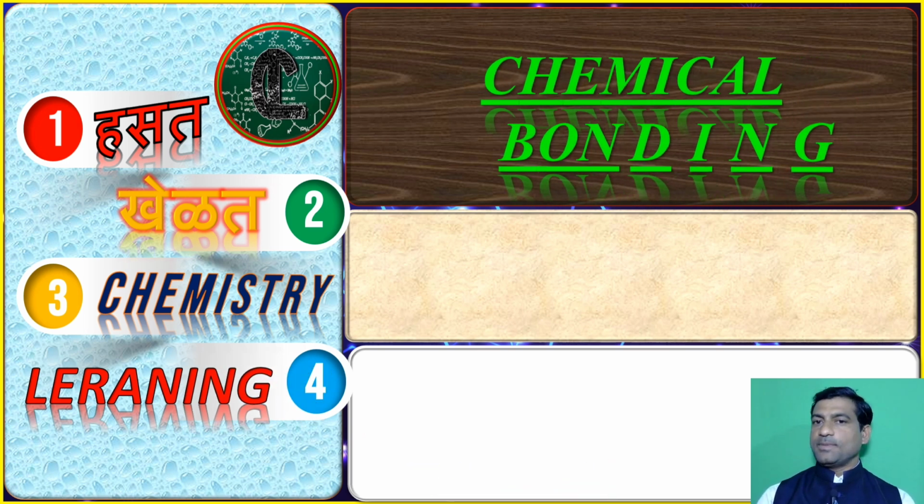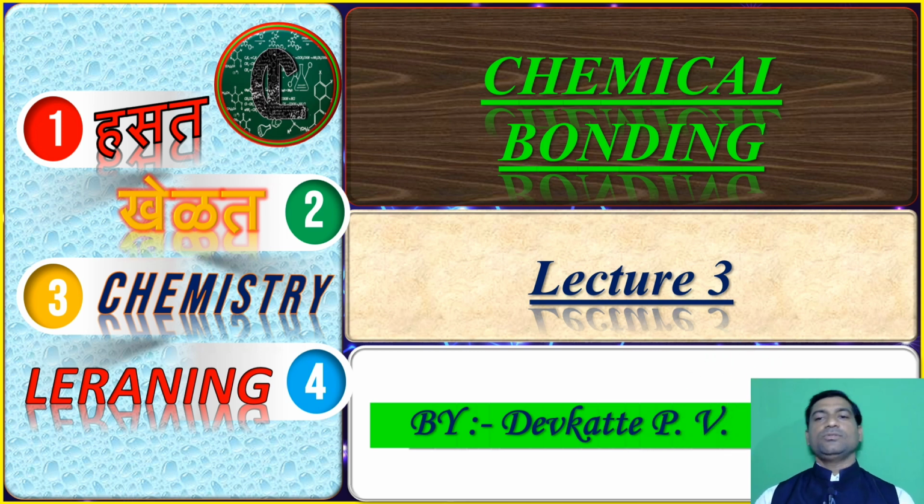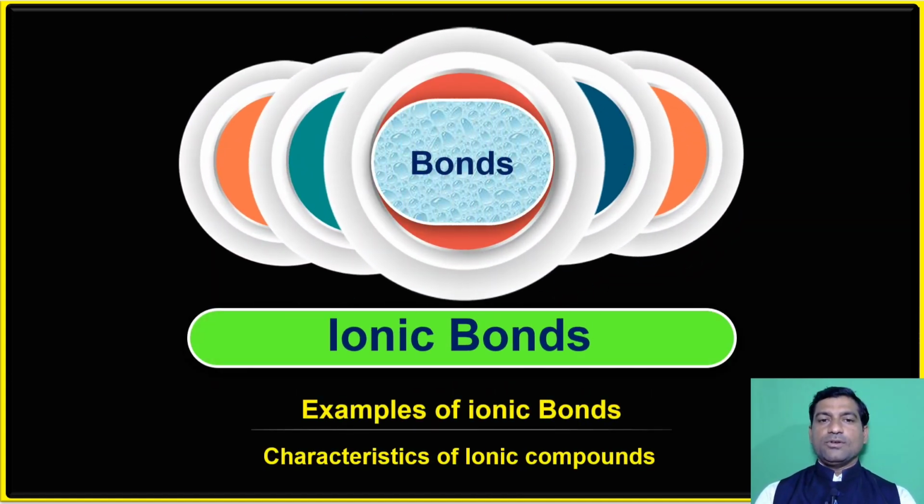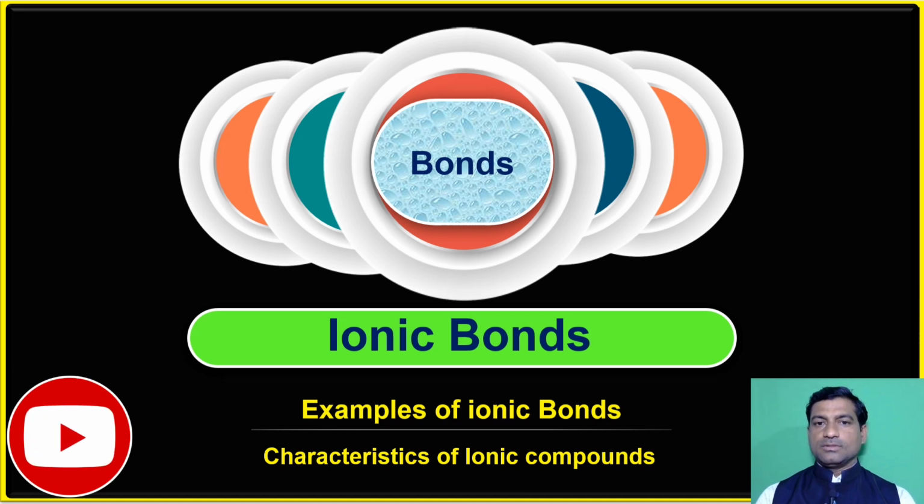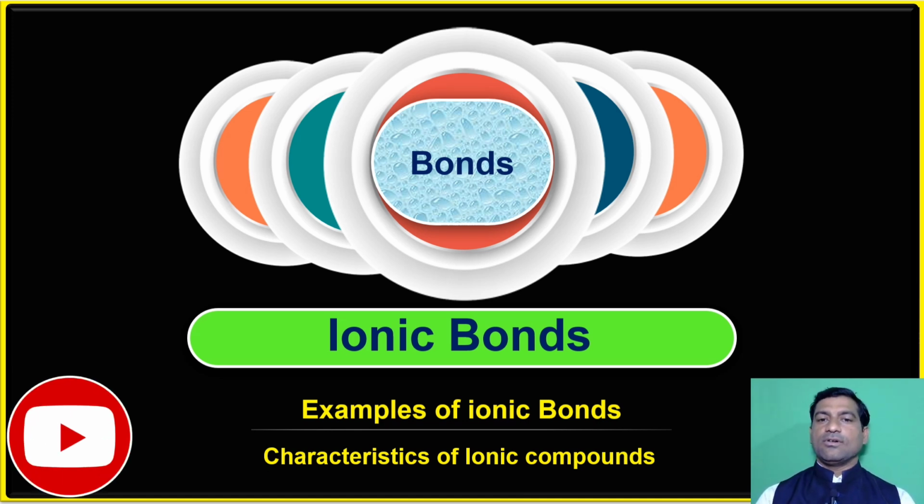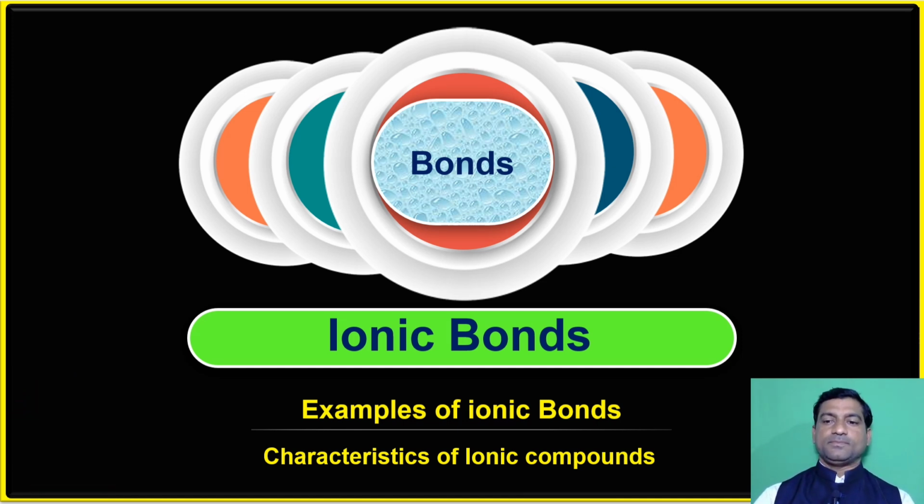In the chapter, we have studied lecture first and lecture second, and now we have to study lecture number three. We have to study the chemical bond. In the chemical bond, we have to study the ionic bond, the examples of ionic bond, and the characteristics of ionic compounds. We have to study these points in the lecture.